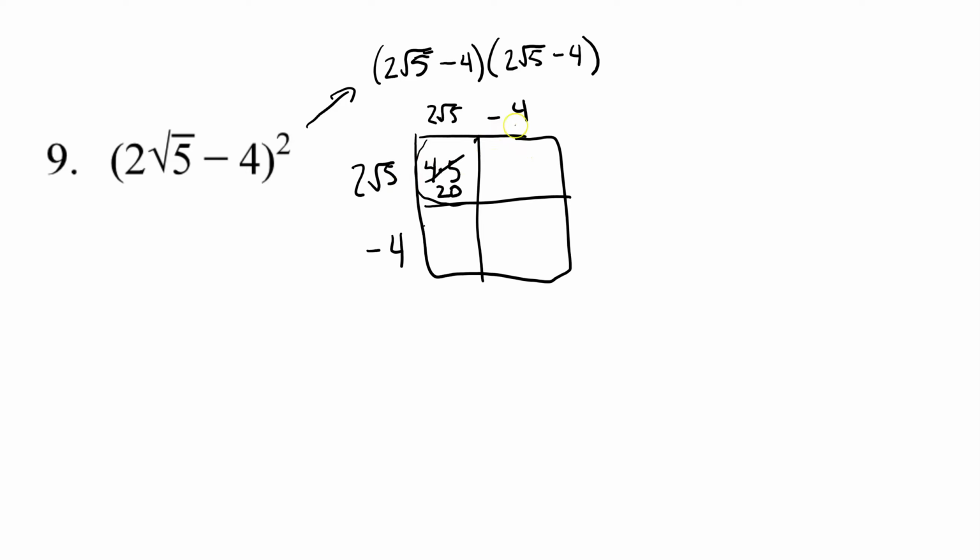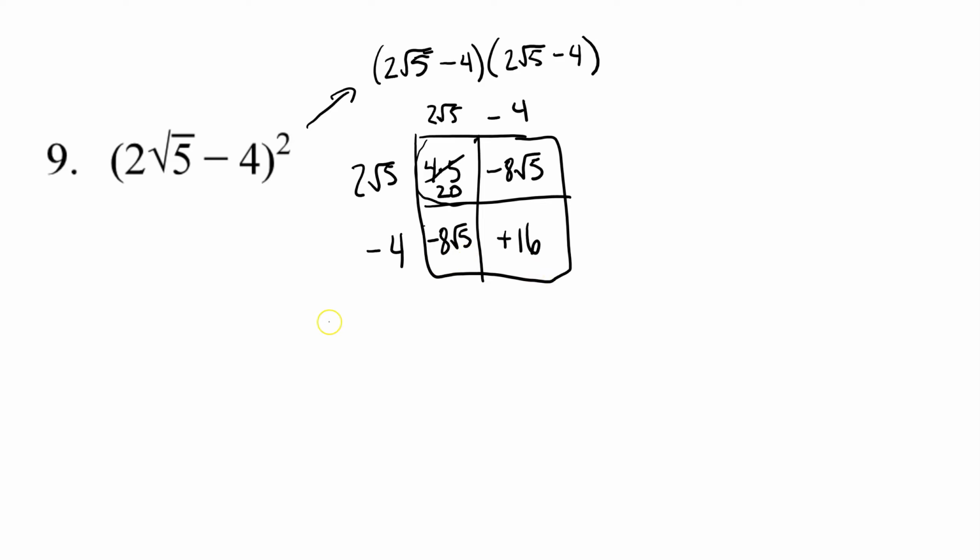2 square root of 5 times -4 would give us -8. We just multiply the number times the number in the front. 2 times -4, -8, square root of 5. And 2 square root of 5 times -4 down here also would be -8, square root of 5. And then -4 times -4 would be positive 16.